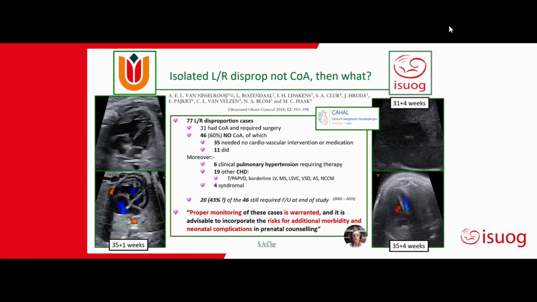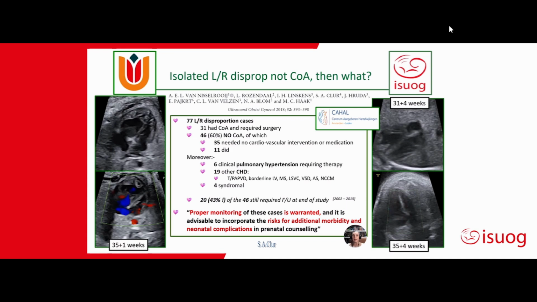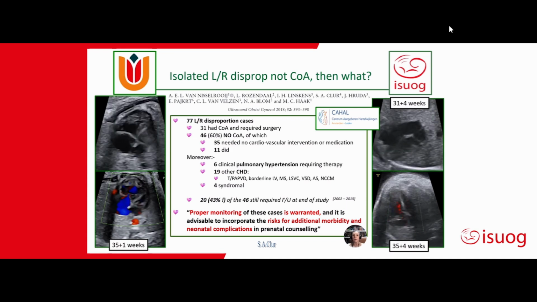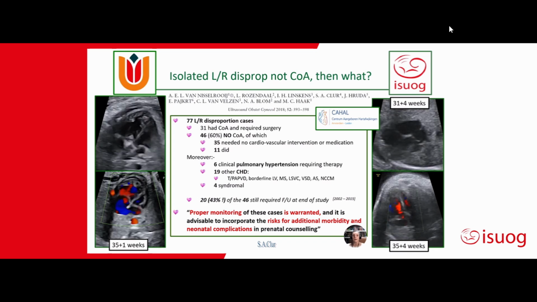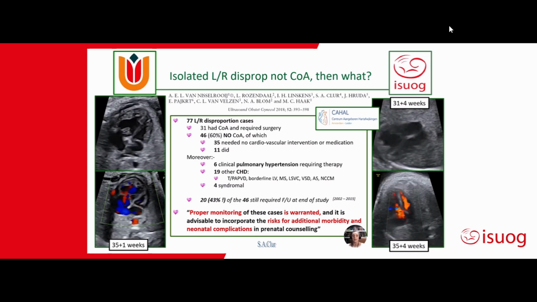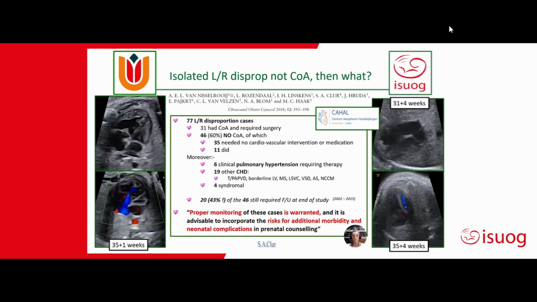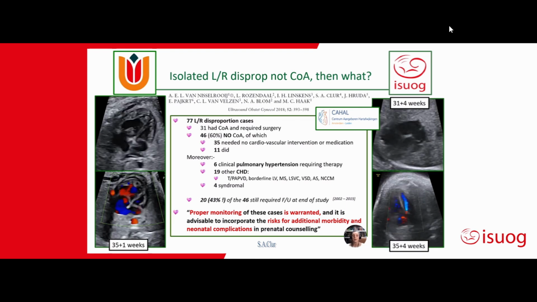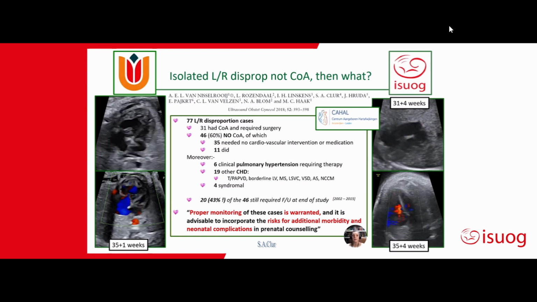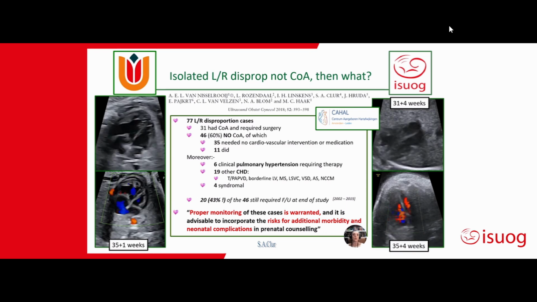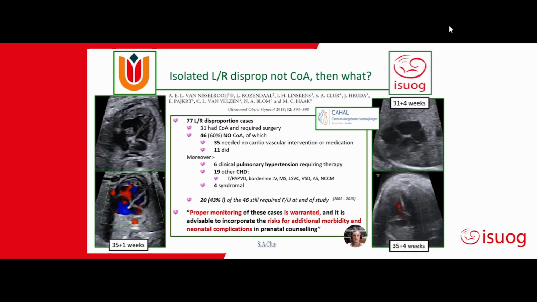Of these 46 cases, 11 required cardiovascular intervention or medication, of which 6 had clinical pulmonary hypertension. In 19, a congenital heart defect was diagnosed, including total anomalous pulmonary venous drainage and borderline left ventricle. 4 babies were syndromic. So proper monitoring in these cases is indeed warranted, and it is advisable to incorporate the risks of additional morbidity and neonatal complications in the prenatal counseling.